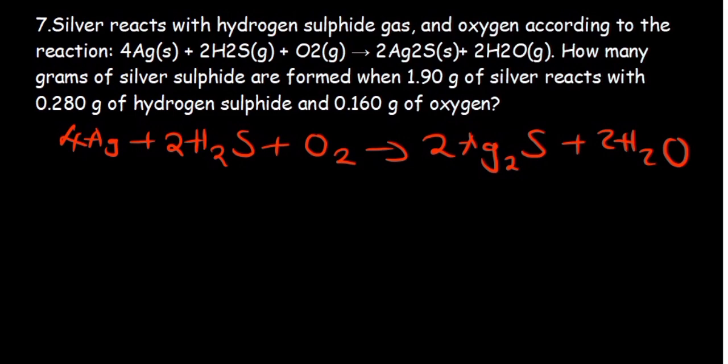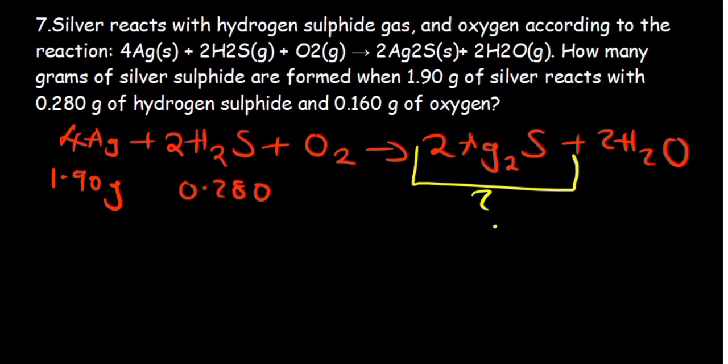Okay, so let's write the given information. According to the question, we are asked how many grams of silver sulfide are formed, so this is what we're trying to find, the mass. What have we been told? We had 1.09 grams of silver reacting with 0.280 grams of hydrogen sulfide and 0.160 grams of oxygen. Before we do anything here, we would first want to determine the number of moles for the reactants.